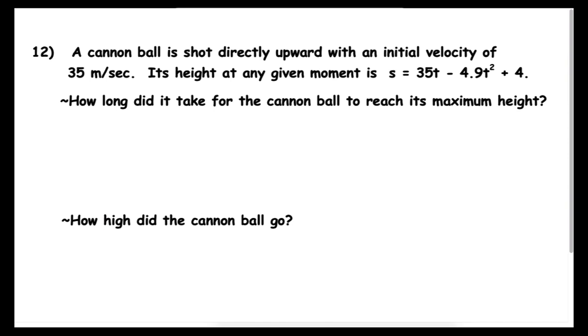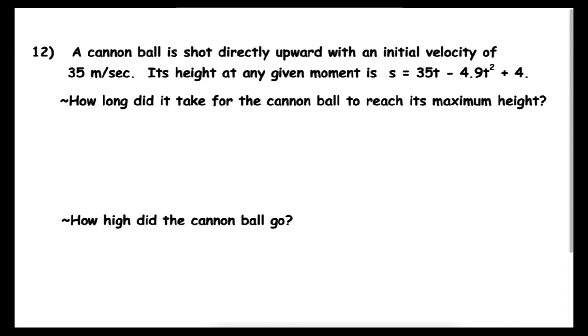Its height at any given moment is given by S. Our book likes to use S for height. I know physics books a lot of times will use Y, which actually makes a little bit more sense, or sometimes just simply H for height, but math books like to use S. I don't know why. Personally, I think S looks like a 5, but hey, whatever. All right, so there's S equals.